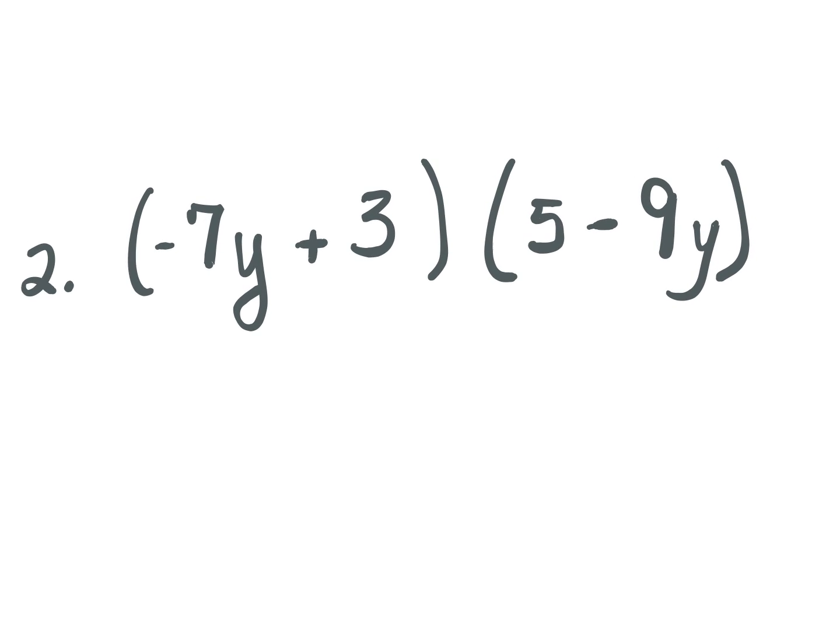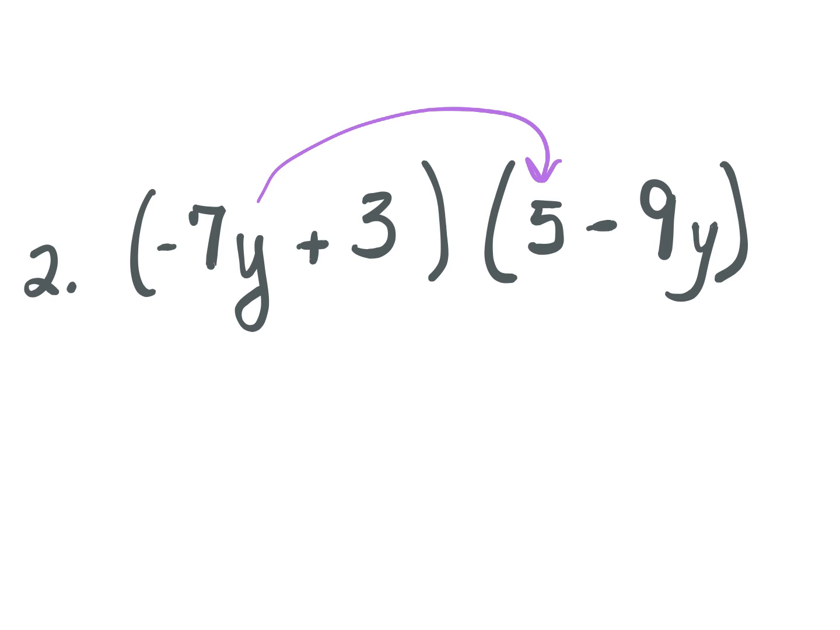All right, this is a little different. This is a binomial times a binomial. This is where we FOIL. Some of you are like, oh, I forget what that stands for. That's okay. First, outer, inner, last. Just take the first term and distribute it to the first term. So negative 7 times 5 is? Negative 35. And then I just have my y, correct?